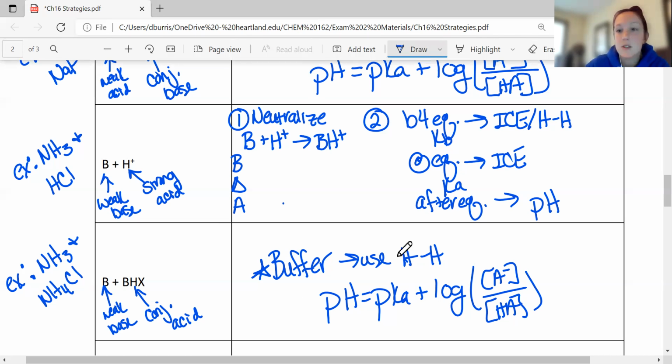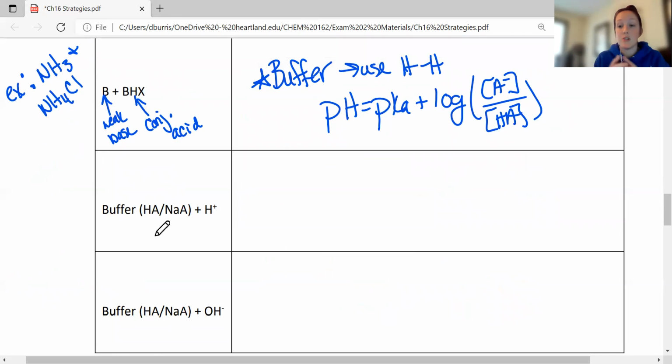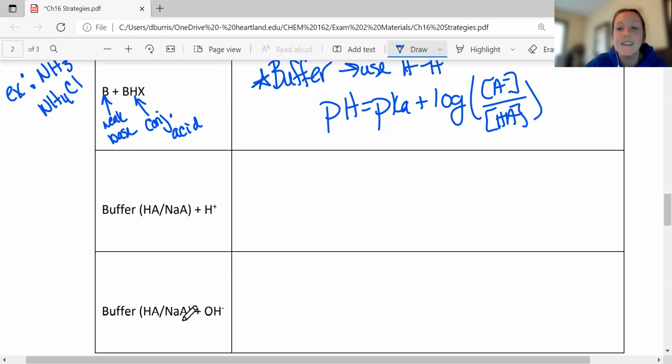All right, last ones. We have buffers, but what happens when I actually add acid or base to a buffer? The whole point of a buffer is that it buffers the pH so it doesn't change drastically. If I have a buffer and I add acid, it shouldn't drastically lower the pH, maybe a little bit, but not much. And if I add hydroxide, it also shouldn't go as basic as if it was just water. So how do we calculate these pHs?